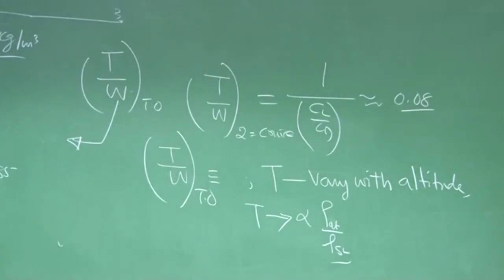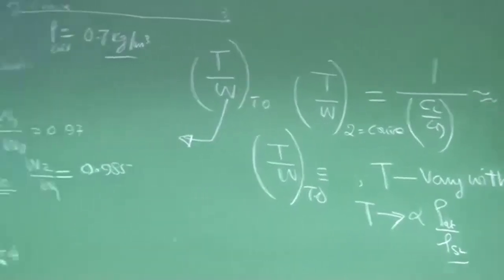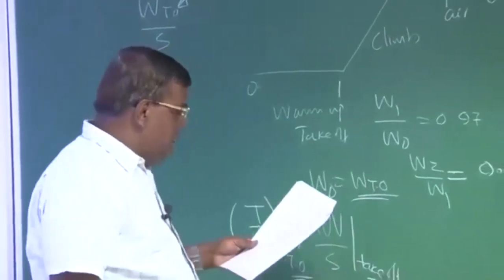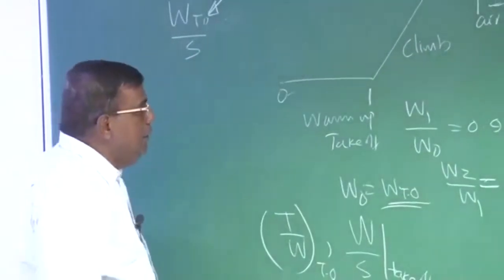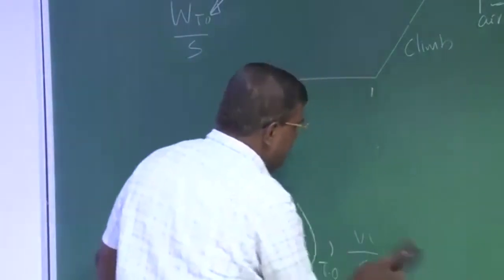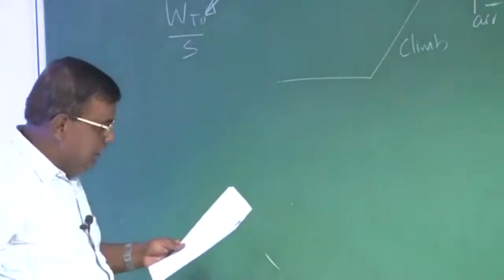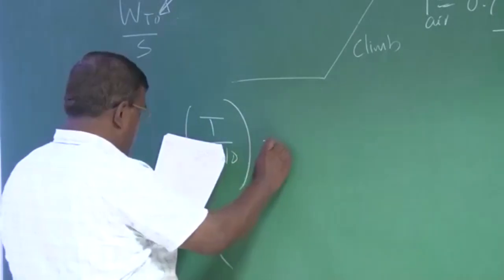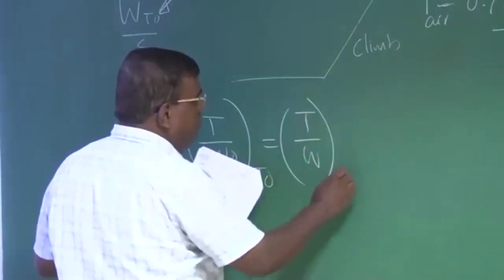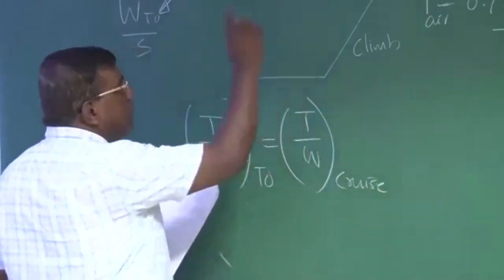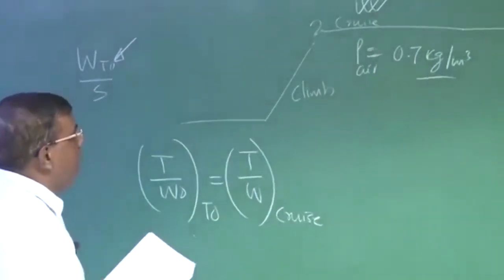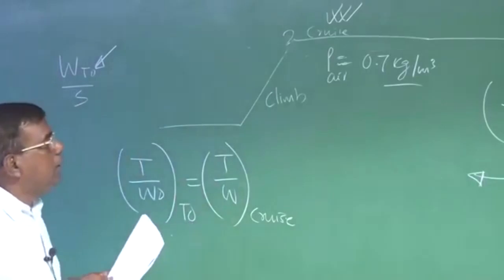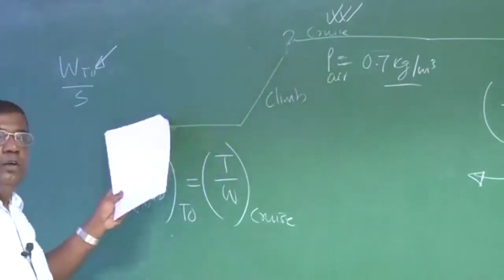Right? So you pick your initial conceptual design based on this, and then you can always see the charts which are available. So in a nutshell, if I try to make it a little more formal with this understanding, I can write T by W takeoff is equal to T by W cruise. If I am talking about cruise, I am converting cruise T by W to T by W takeoff, because I know both thrust and W at cruise need to be translated to takeoff conditions.